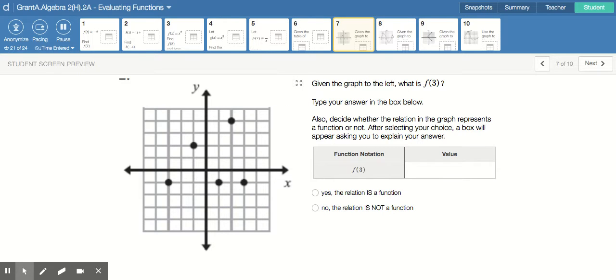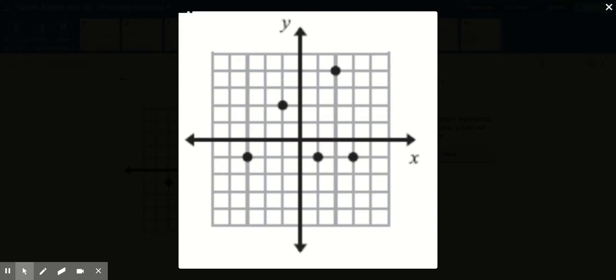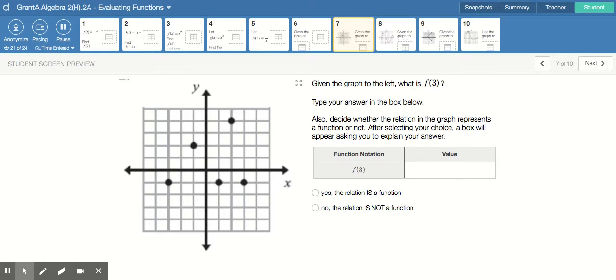On slide 7, we have a discrete graph, which is just a collection of various points. Given this graph, I want to know what is f of 3. This notation is telling us I want to know my output, or my y values, when the x value is 3. On the graph, if I go to an x value of 3 and follow to where a point exists on this graph, I can see that a point exists at a y value of -1. Therefore, when my x value is 3, my y value is -1.